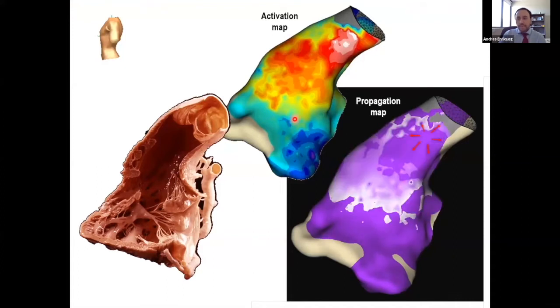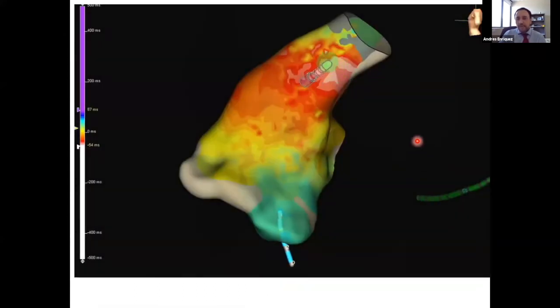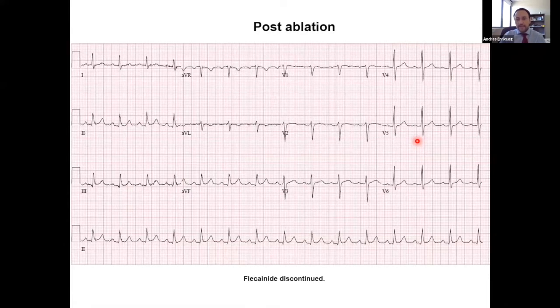And we can also convert this map into a video or propagation map where we can see the activation spreading from this region to the rest of the heart. So ablation here eliminated the VT. The patient went home without VT, and we were able to stop the antiarrhythmic medications.